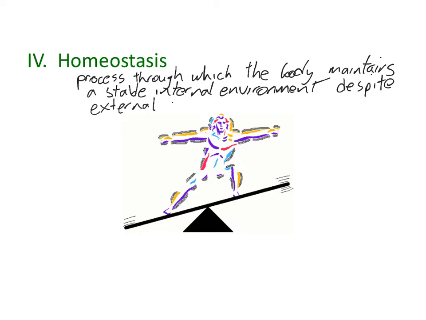External changes. So this is what allows us to live both in Phoenix, Arizona, where it can be 125 degrees Fahrenheit, and also survive in the Arctic, where it can be minus 60. And our bodies can adapt potentially with the aid of some clothes. The process through which homeostasis is maintained is through what's known as dynamic equilibrium.